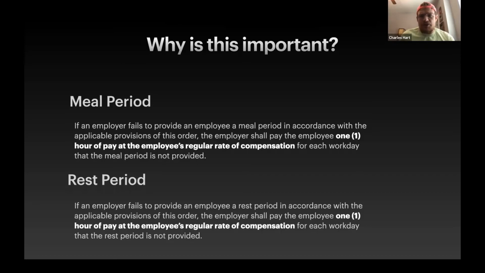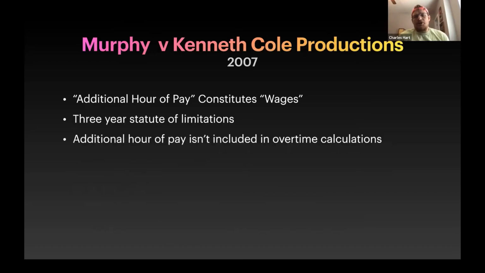And that takes us into our first court case, which is Murphy versus Kenneth Cole Productions, 2007. This ruling was a store manager who got into a labor dispute with Kenneth Cole Productions, and the question came up of, we need to clarify what is that additional hour of pay, and does that constitute wages? And that's important because a penalty in California generally has a statute of limitations of 1 year. Whereas wages, if you have unpaid wages, those go up to 3 years.